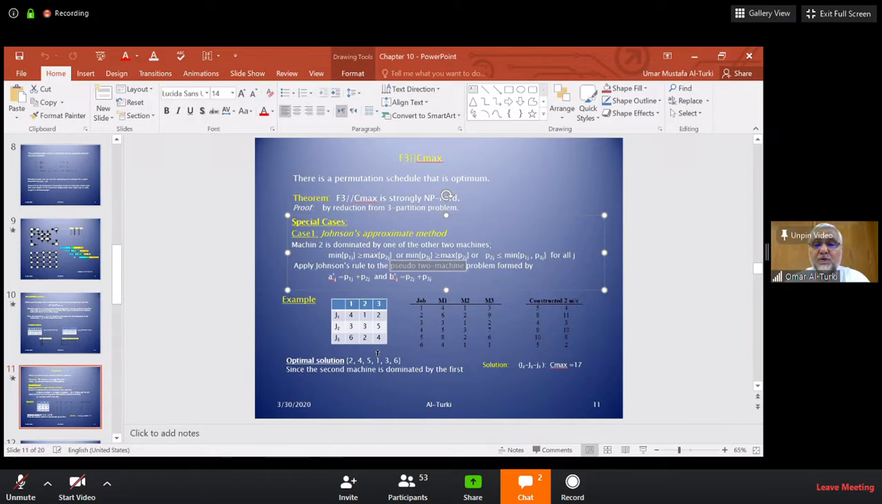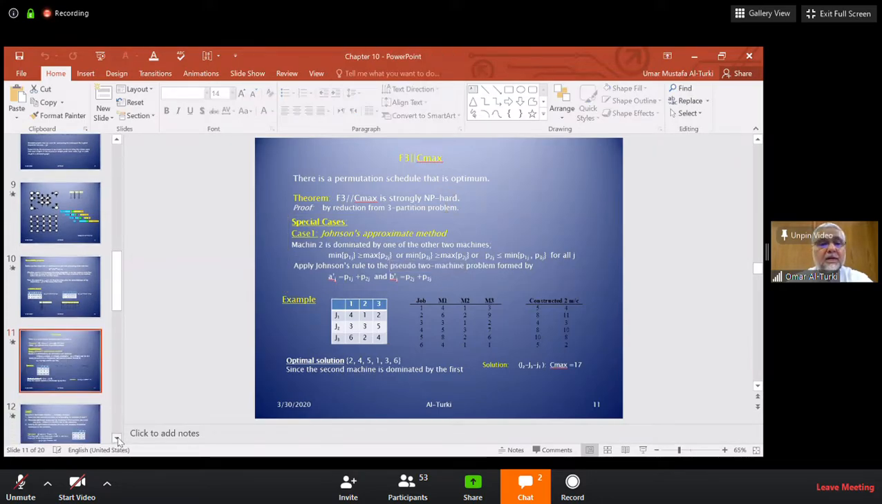Now here, is this schedule a permutation schedule? It is a permutation schedule. And we said before, in one of the theorems at the beginning of the chapter, that the optimal solution for the three-machine flow shop problem with the objective of minimizing Cmax is a permutation schedule. So this sequence 2, 4, 5, 1, 3, 6 applies for all machines. All machines have this sequence.